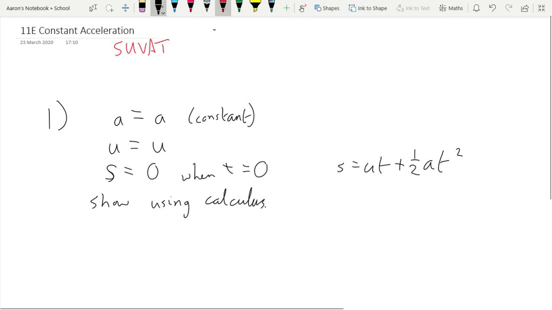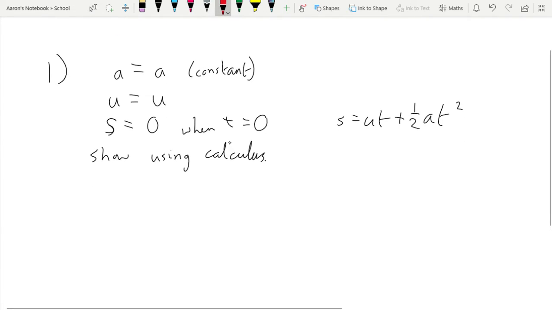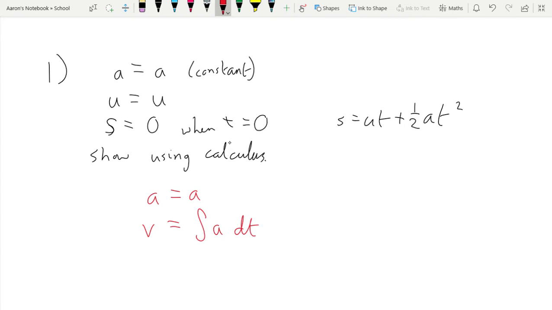So the way I'm going to do that is start with what I know. I know my acceleration is a constant a. Now to get the velocity, I would need to integrate a with respect to time. So that's the velocity at any point in time. So it's going to be at plus a constant.